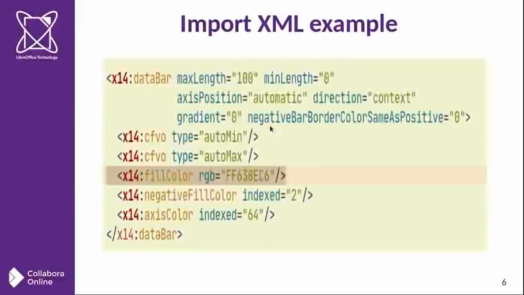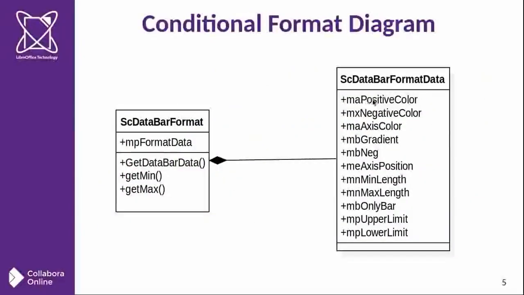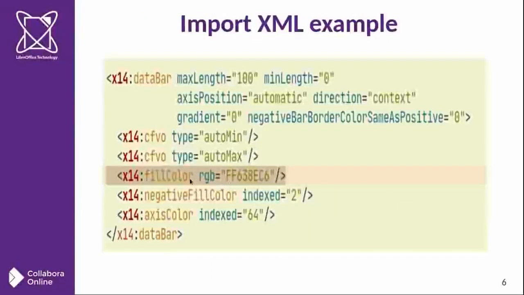Okay, let's try to import this example portion of an XML file. And you can observe here that the fill color property is the one that we want to extract or read. After the parsing process, this data should be saved in our memory here in the positive color within our data structure DataBarFormat. And once we get that information in memory, we will successfully import.